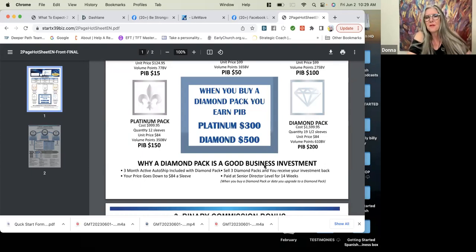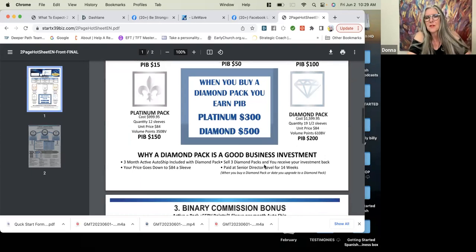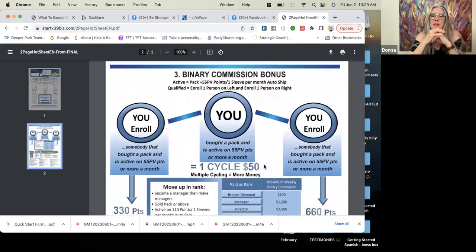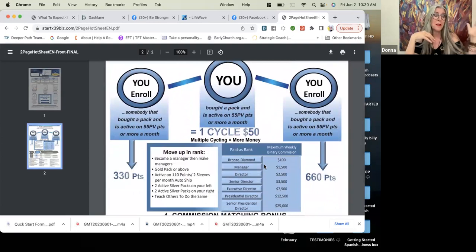So let's shoot down to the commission real fast. We were talking about cycling earlier. Cycling is basically your residual income. The cycling is when I talk to you about how when you have 330 points on one side and 660 points on the other side, these are monthly shipments that come up that week, then you get a $50 bonus from the company.